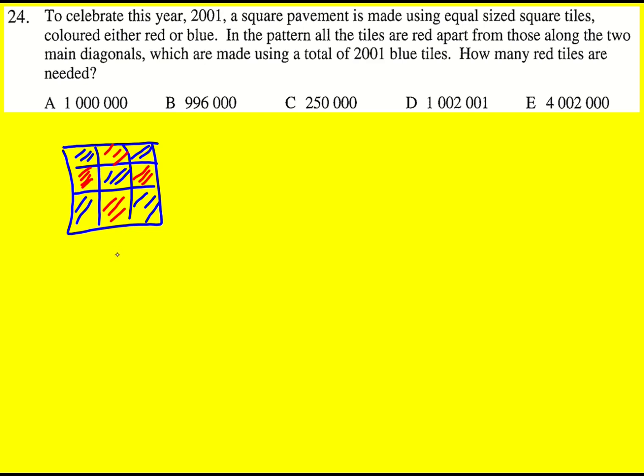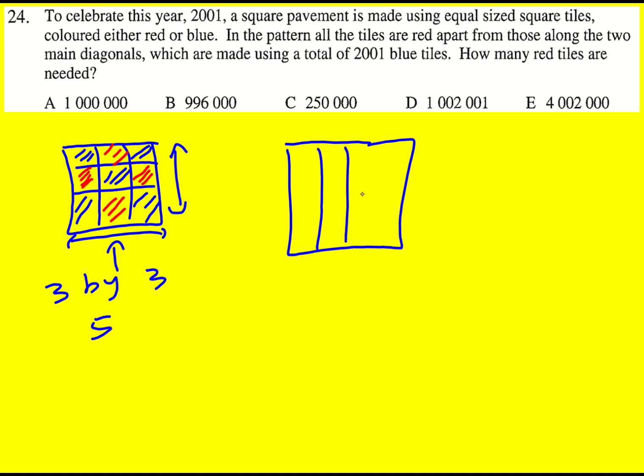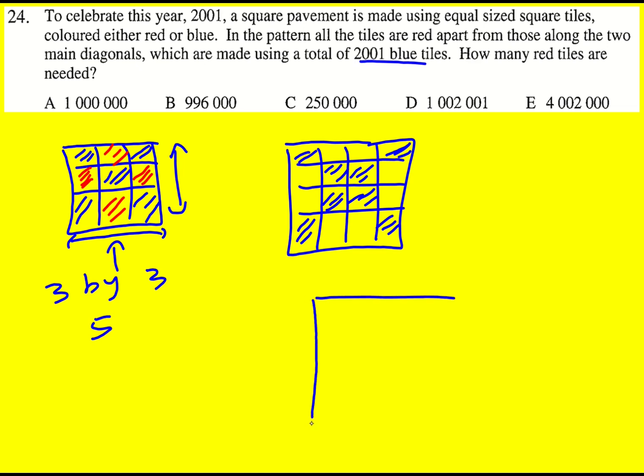So the first thing to observe in this question is that with an odd number of squares on each side, you get an odd number of tiles along the diagonal. For example, 3x3, you get 5. If you upgraded this to 4x4, suddenly the diagonal is this and this, and you get an even number, 8 here. So because we've got 2001 blue tiles, it tells us that the number of squares on each side must be odd.